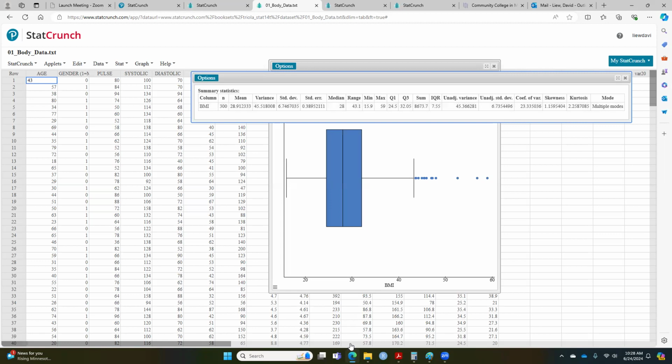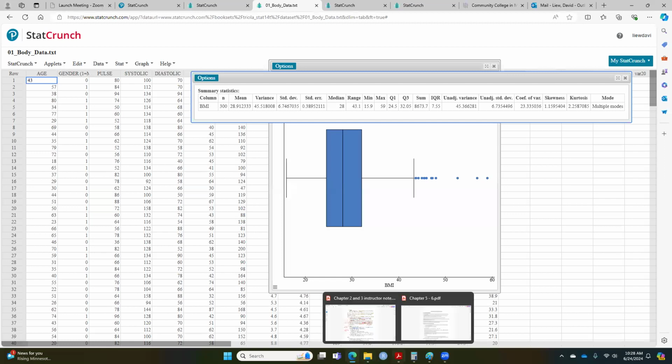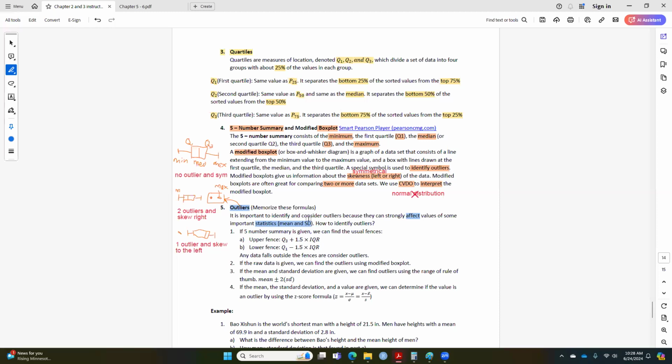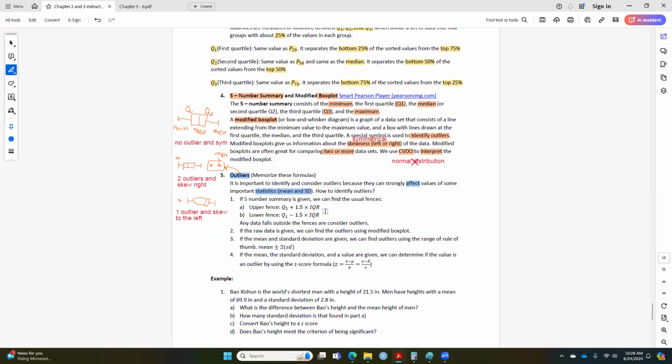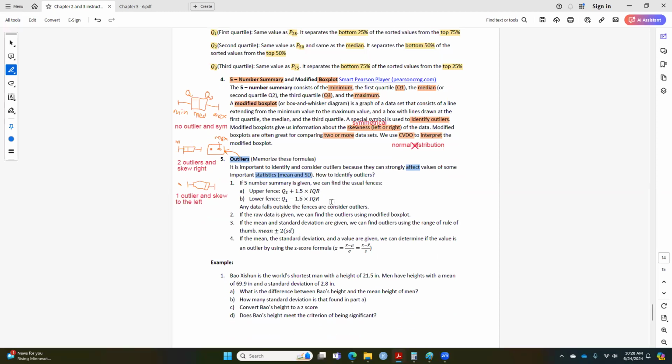Okay, so that's the reason why we will need to know how to identify them and need to know why you need to do those. Okay, so there are 4 ways for us to identify outliers. Yes, there are 4 ways, depending on what kind of information is provided in the question. Make sure you know which is which.